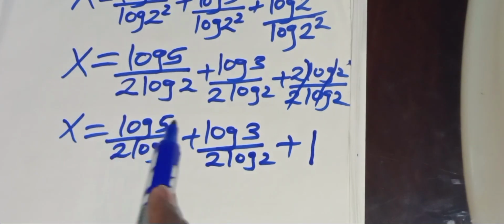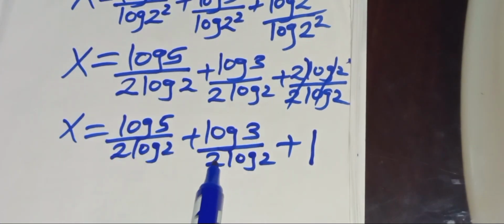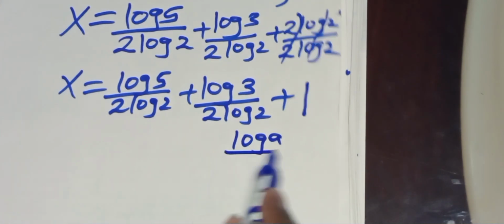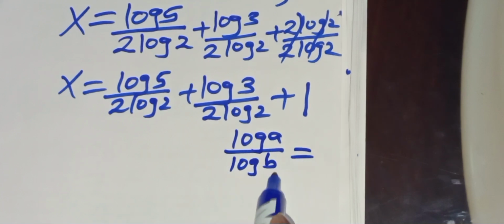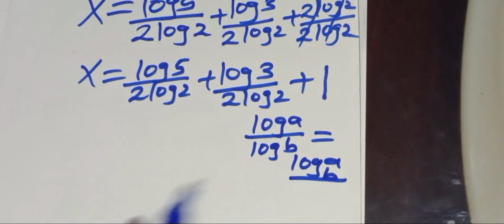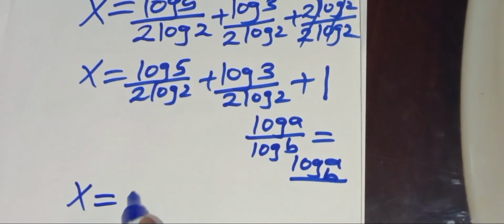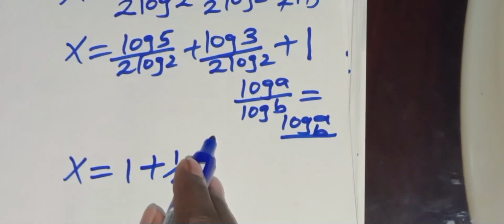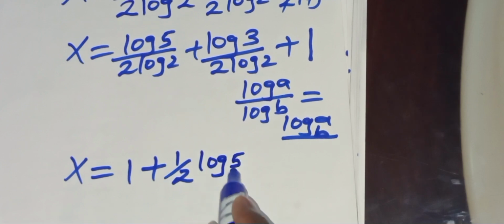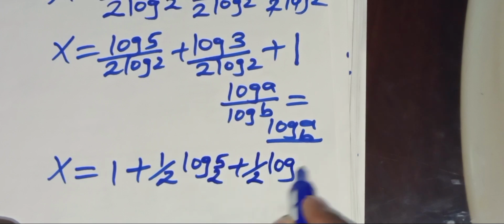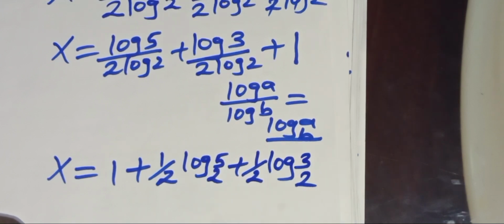All right. Now log 5 divided by log 2 and log 3 divided by 2 log 2 are actually in the form of log a divided by log b, which we can express as log a to base b. Now let's apply this logarithm property so that we'll have x is equal to 1 plus, this is the same thing as half log 5 to base 2 plus half log 3 to base 2. Now this is the value of x.